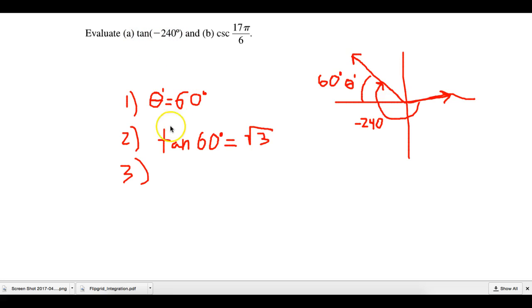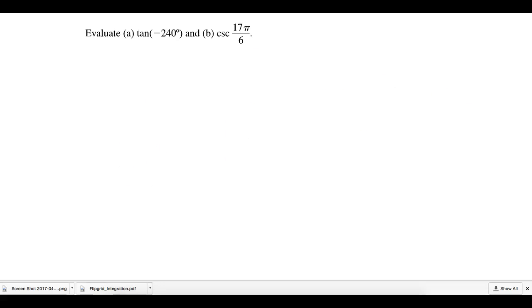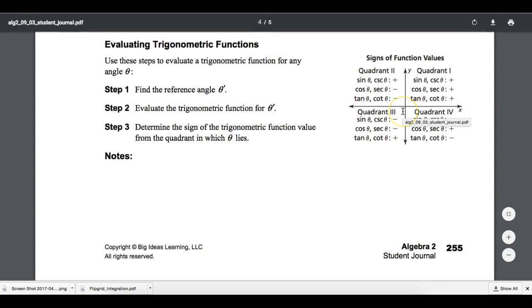Now what we do, I'm going to erase this for a second, so you might have to come back to it. Remember, right now we're on step 2. We figured out that the reference angle tangent is root 3. So let's go back to our chart right here. Remember our angle, I'm just going to draw it on here for us. Our angle was negative 240, which came out here. So our terminal side was in quadrant 2.